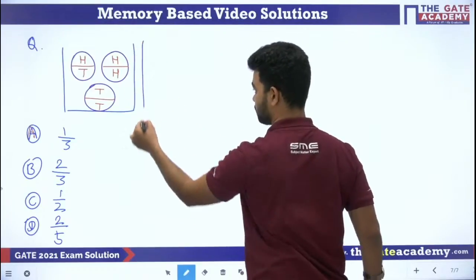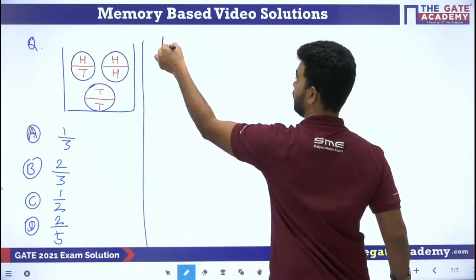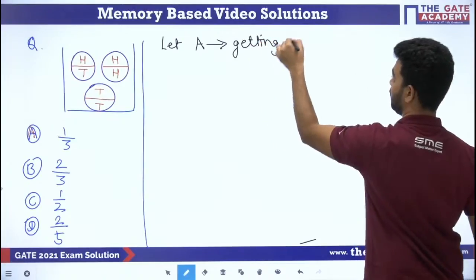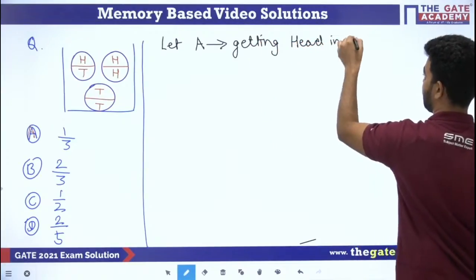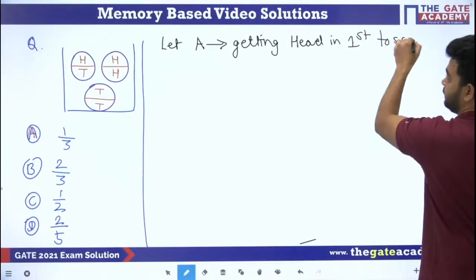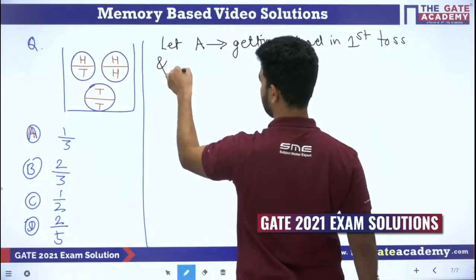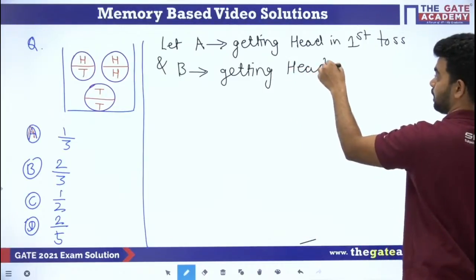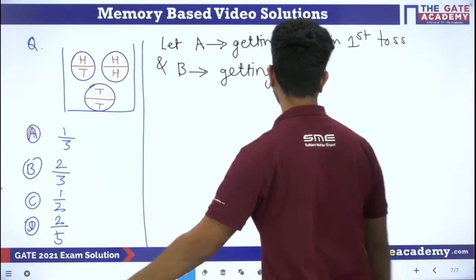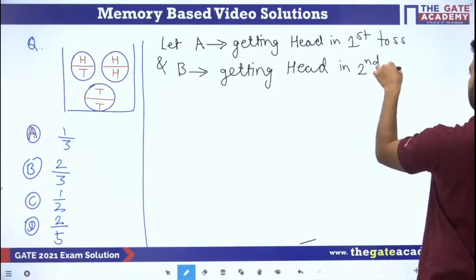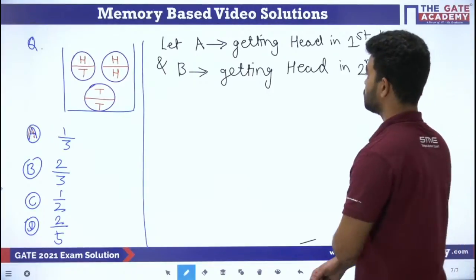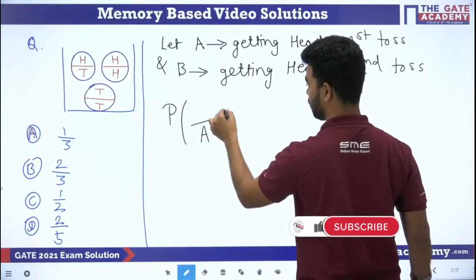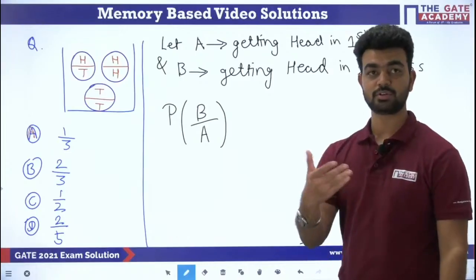Let me solve this question. Let A be the event of getting head in first toss, and B is the event of getting head in second toss. So now if these are the two events, what they are asking is that if in first toss head has already occurred, what is the probability of getting head in the second toss? They are asking like this.